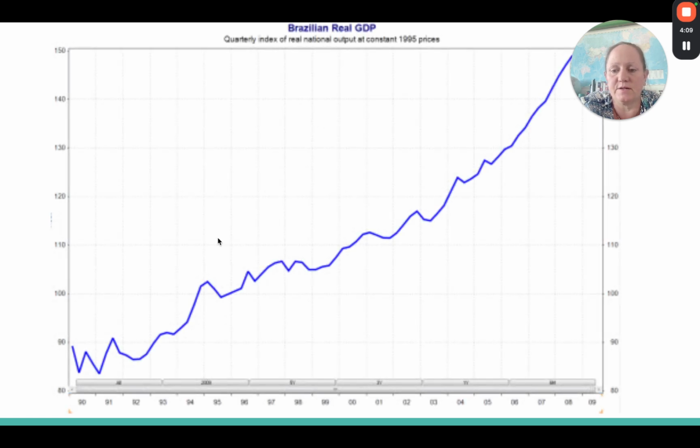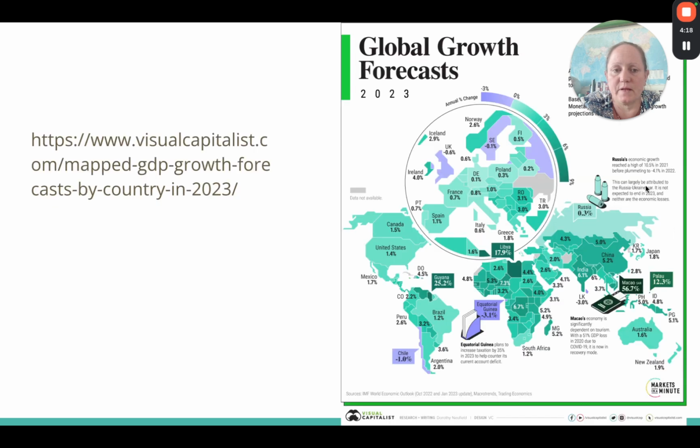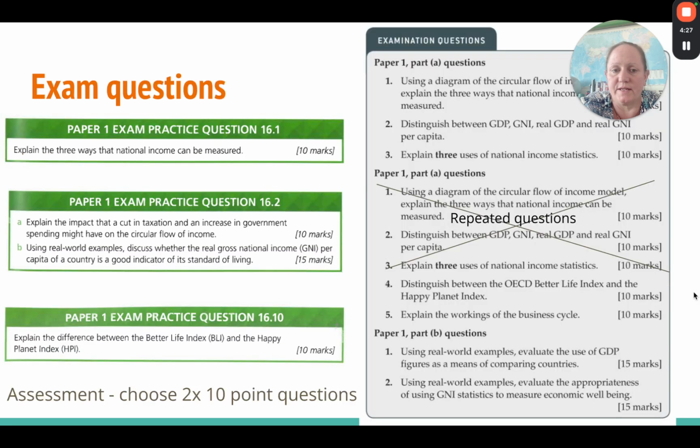Here you can see there's the Brazilian real GDP over time, and you can see here the business cycle. You can see it in their growth. These are the growth forecasts right now, to 2023, and they just show the general trends.